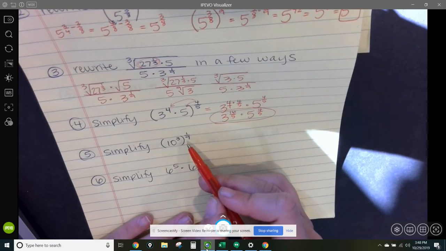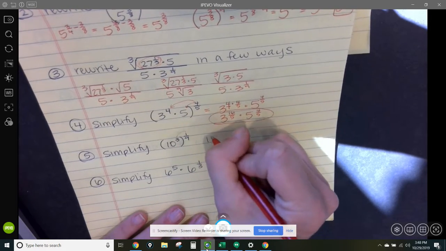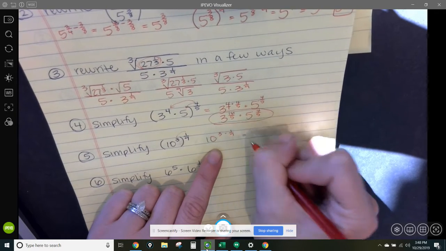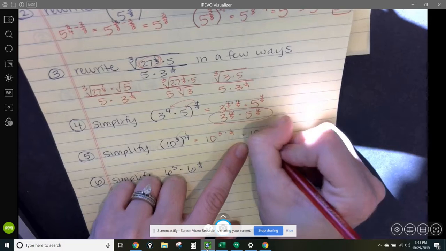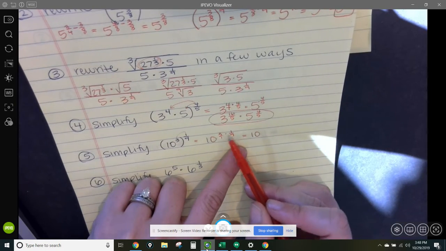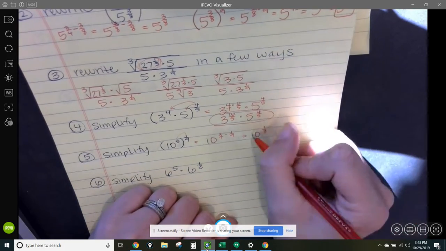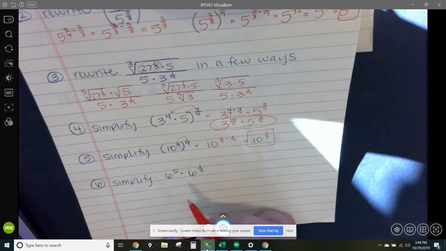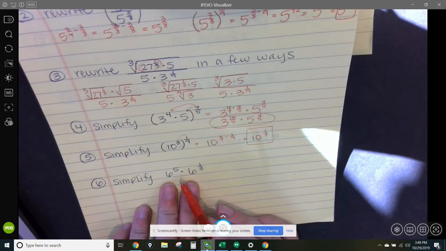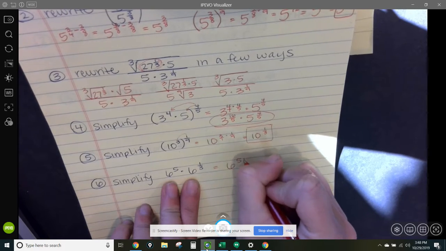Number 5, simplify again. So raising a power to a power, I'm going to multiply these two exponents. So I get 10 to the 3 times 1/9. And 3 times 1/9, so 3/1 times 1/9 would be 3/9 or 1/3. And another simplifying. So I have the same base, and those numbers are being multiplied, so I'm going to add the exponents. So this is 6 to the 5 plus 1/3.